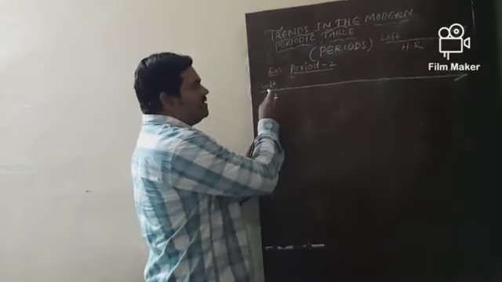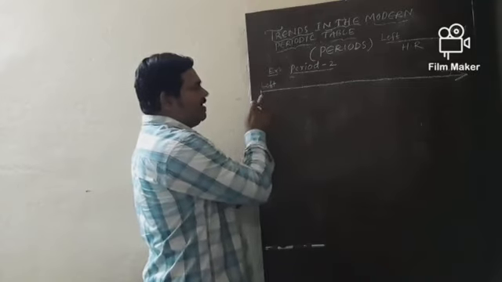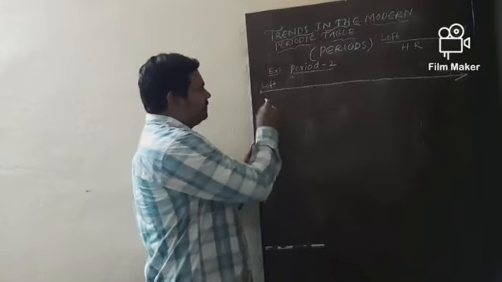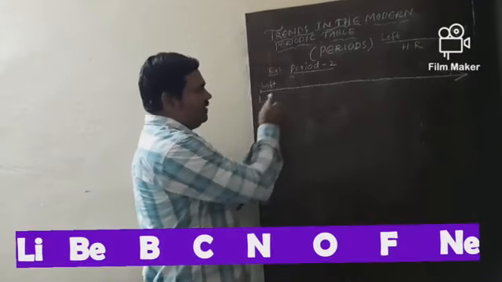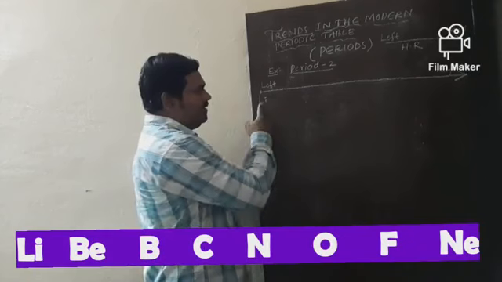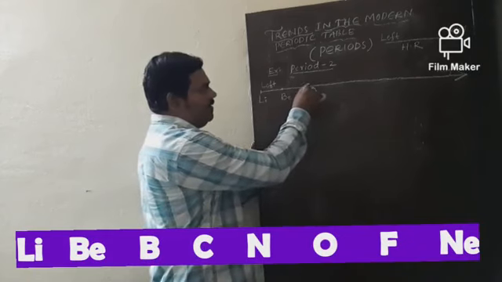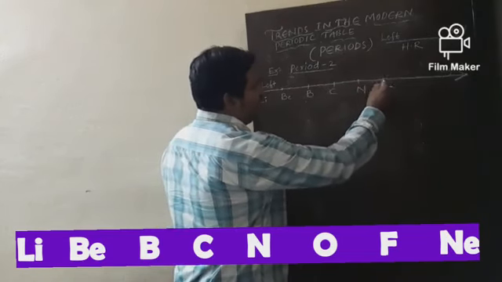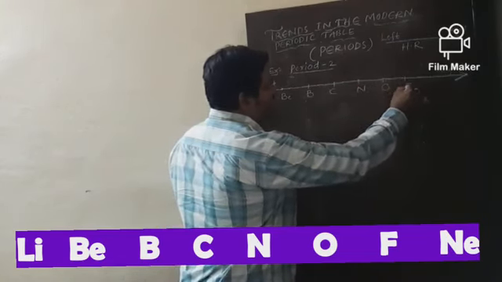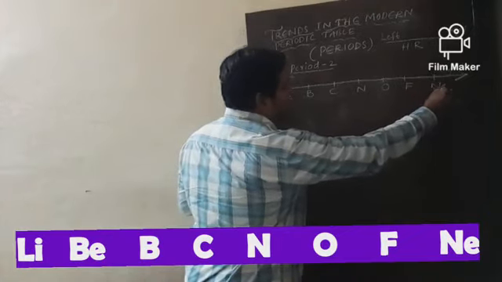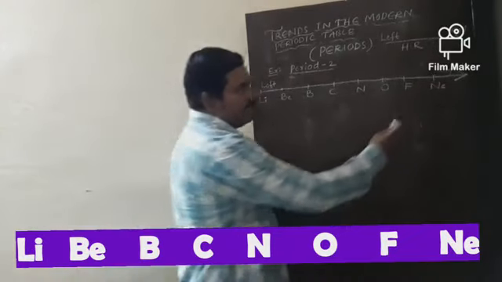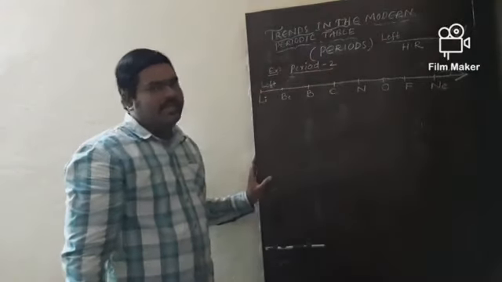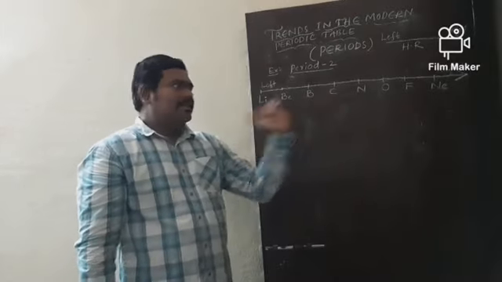Now, let me write the different elements. What is the first element in period number 2? You know? Lithium. Good. Next, after lithium, beryllium, boron, carbon, nitrogen, oxygen, fluorine, neon. Yes. So, neon, symbol Ne. Okay, now don't get confused. Neon, symbol Ne.